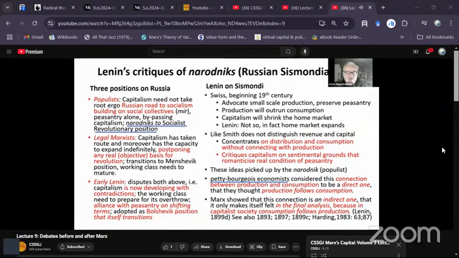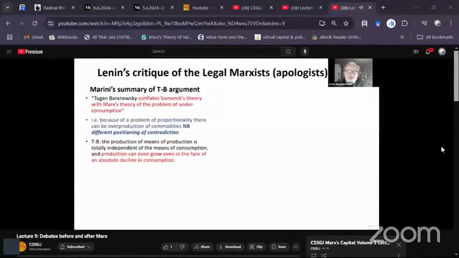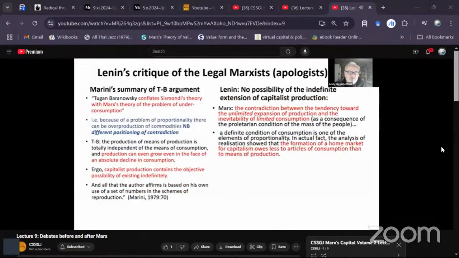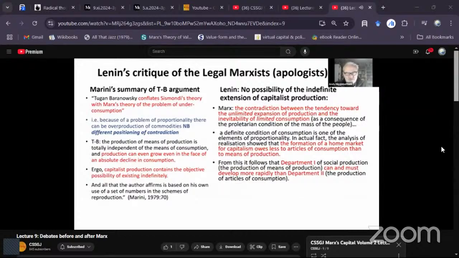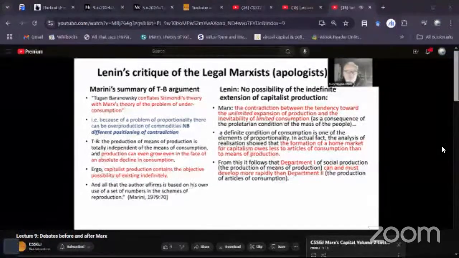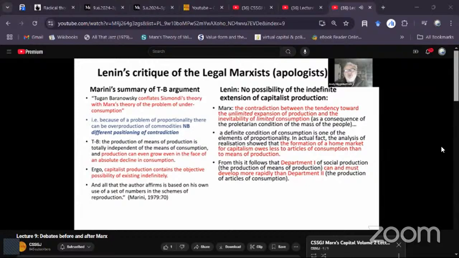So he connects the Narodnik political position with a petty bourgeois economic understanding, an economic critique of capitalism, right? He also critiques the legal Marxists. Marini's commentary in Volume 2 brings this out particularly well. I think Marini shows us how well and thoroughly he had studied this whole debate, right? Now, what is said of the legal Marxists is that they turn Marx into something that he's not.